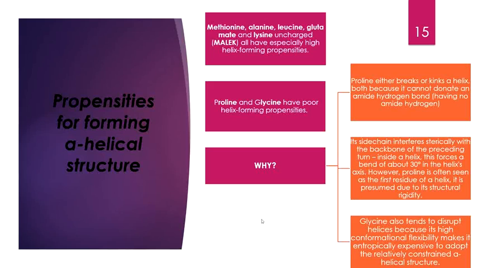That means if there is a particular domain which is rich in methionine, alanine, leucine, glutamate, or lysine, that particular domain is going to form an alpha helix. But 2 amino acids, proline and glycine, are known as helix breakers. Why? Because first of all, proline does not have a free amide group. Proline has no free amide group, so it can't form a hydrogen bond.